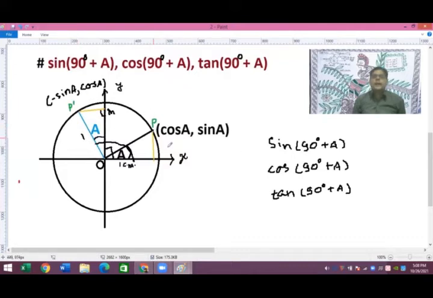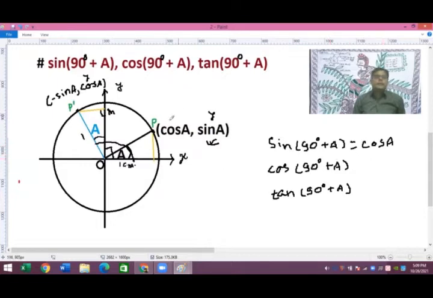So let's check sine 90 plus A for this position. At this position you saw that sine A is the Y coordinate, and here also this is the Y coordinate, and because of this 90 plus A, it has now turned to cos A. So you can write here this is cos A, and we have just seen that in the second quadrant sine is positive, so we got the positive value for sine in terms of cos A.